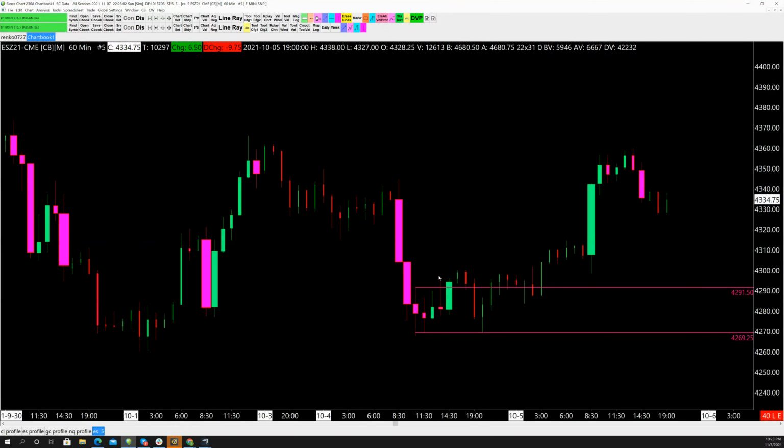So you can see once we get above, it falls back in. Where do I want to take a long, right? If I'm looking at these hourly bars, these were my last set of buyers. They pushed, right? So I'm always looking for buyers and sellers. If I'm looking for shorts, I'm looking for where the sellers were. If I'm looking for buyers, I'm looking for where the buyers were, and I want to take their stops, right?